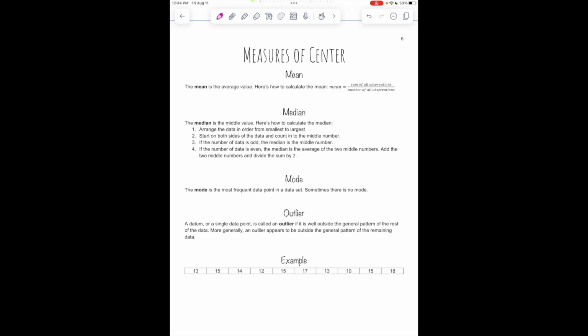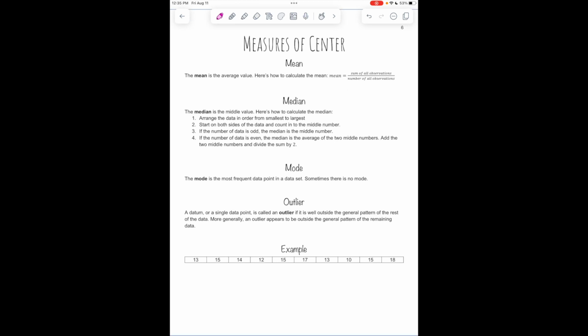The mode is the most frequent data point in the data set. Oftentimes there is no mode, so you would just write none. It's not 0, because 0 didn't come up the most number of times. It is just that there is no mode. An outlier is a datum, which is the fancy way of saying a single data point. It is an outlier if it is well outside the general pattern of the rest of the data. More generally, an outlier appears to be outside the general pattern of the remaining data.